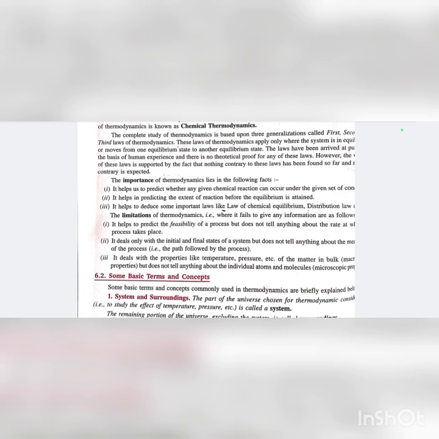The limitations of thermodynamics: it helps to predict the feasibility of a process but does not tell anything about the rate at which the reaction takes place. It deals only with the initial and final states of a system but does not tell anything about the mechanism of the process. It deals with properties like temperature, pressure, etc. of the matter in bulk but does not tell anything about the individual atoms and molecules.